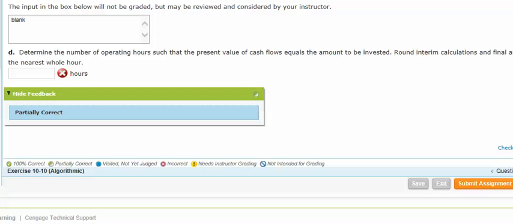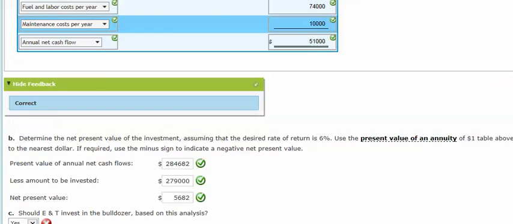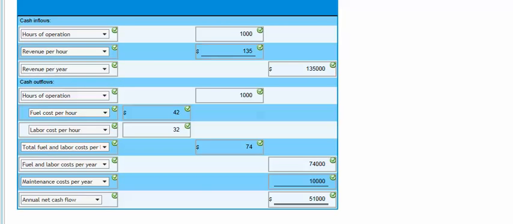This next portion, D, says determine the net operating hours such that the present value of the cash flows equals the amount to be invested. Round your interim calculation and final to the nearest whole hour. So we have to take into consideration some knowledge from a previous chapter, and that is, what's our contribution margin? We're going to look at our revenue minus our variable costs to figure out what our contribution margin is. Let's go back up here. We have $135,000 and $74,000. That's our revenue and variable costs. Finding the difference, we can do this on an hourly basis. We can take the $135 minus $74, and that's going to be $61.